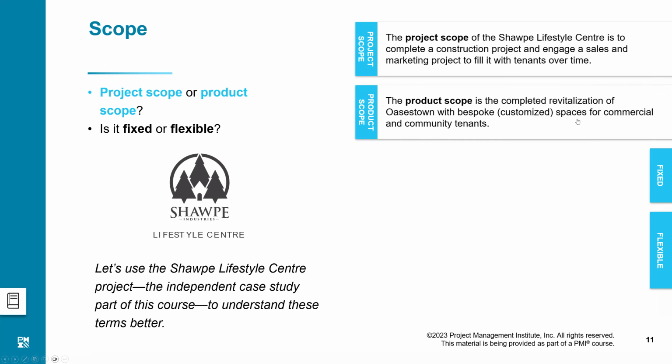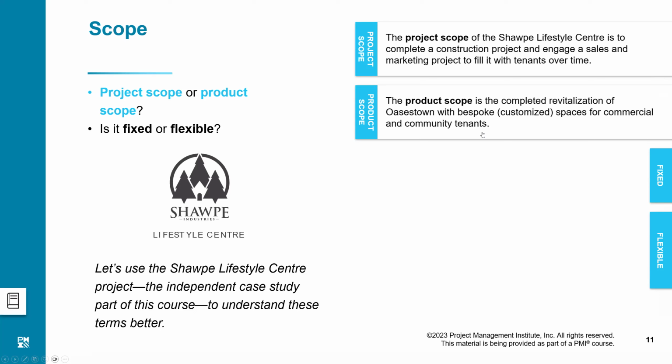But then what was the product scope? Product scope is the completed revitalization of Oasis Town with bespoke, that is customized, spaces for commercial and community tenants, right? So we want to establish an environment in which there is a commercial area, the market area, and also some residential area. And we want to establish it on a sustainable basis, so that it pays for itself. We will earn money from the commercial spaces, and people would be living in the residential area. Residential area people will benefit from the commercial, and this is what the scope of the product is like. Based on that product scope, once we understand it, we develop the scope of the project.